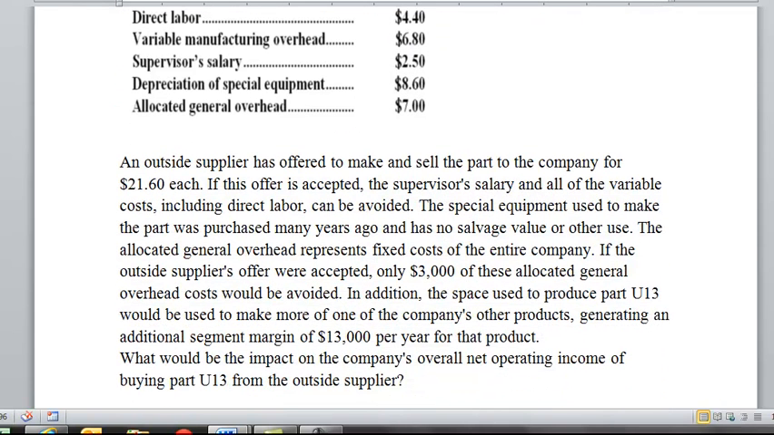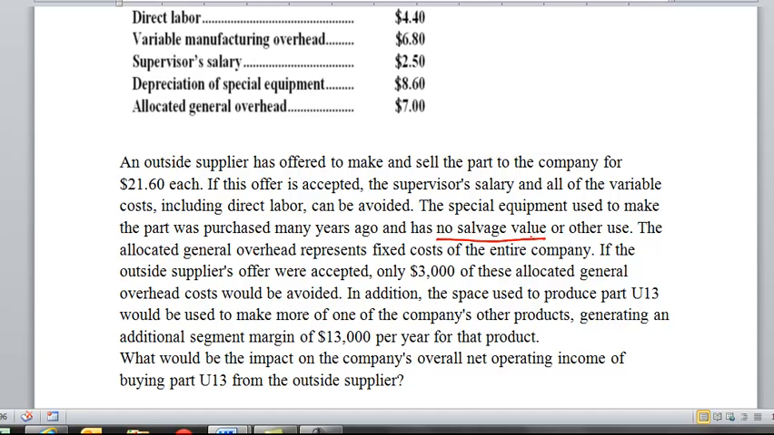An outside supplier has offered to make and sell the part to the company for $21.60 each. If this offer is accepted, the supervisor's salary and all of the variable costs, including direct labor, can be avoided. The special equipment used to make the part was purchased many years ago and has no salvage value or other use. The allocated general overhead represents fixed costs of the entire company.